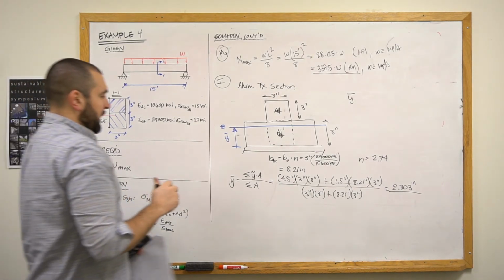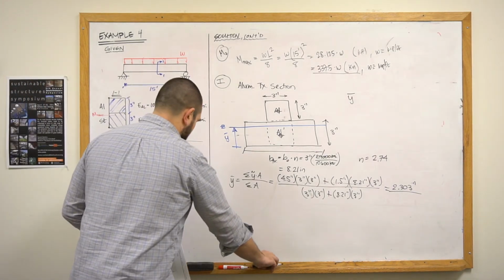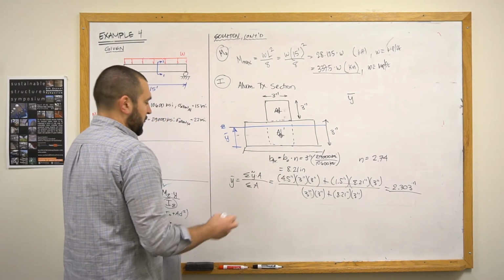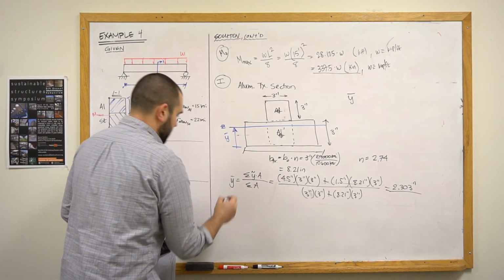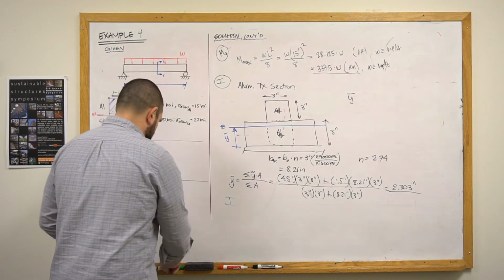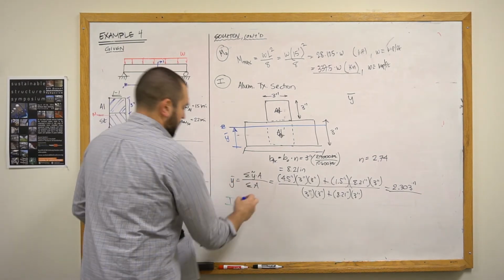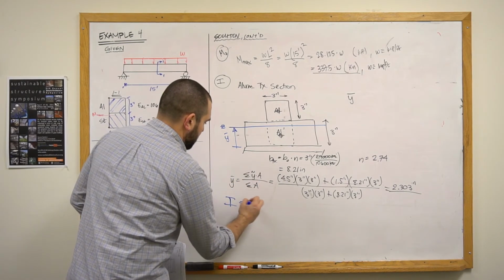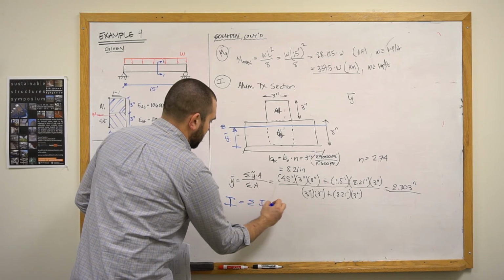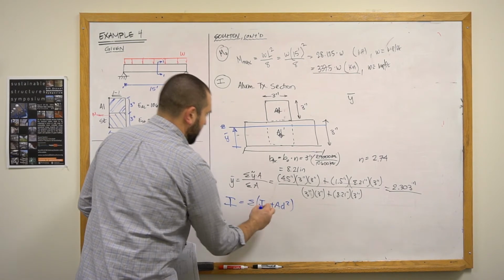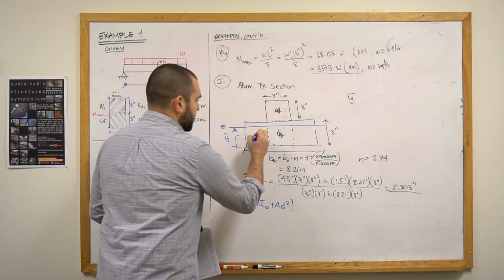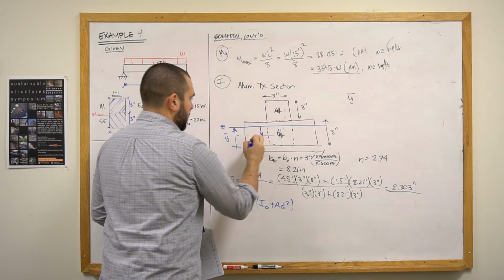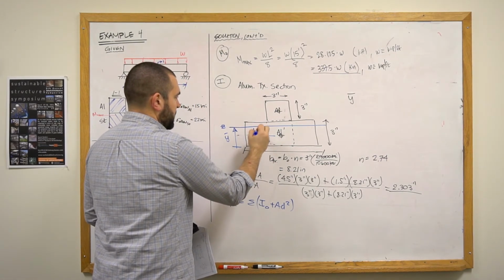Okay, now once we've got that, we've got to deal with our moment of inertia equation. Moment of inertia being the summation of I naught plus A d squared. The d distance that we're talking about, this is for the bottom, so I'll call that d2.